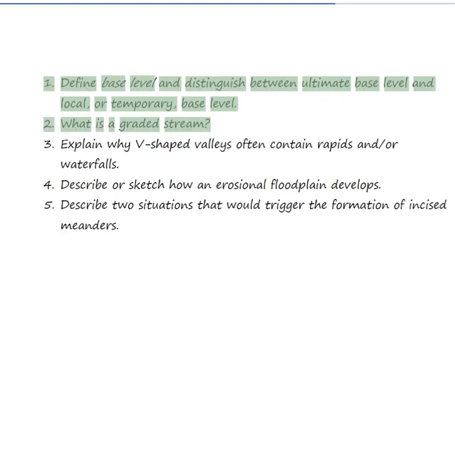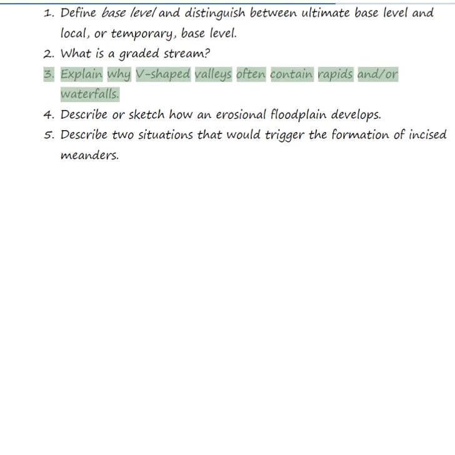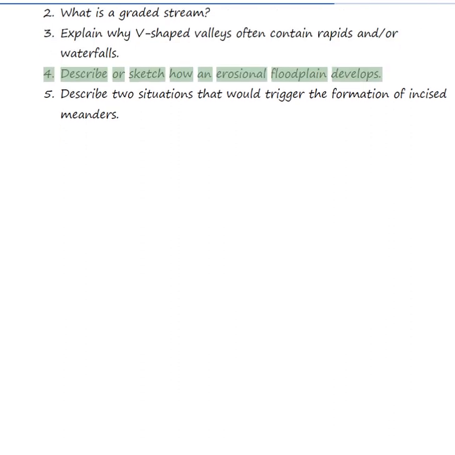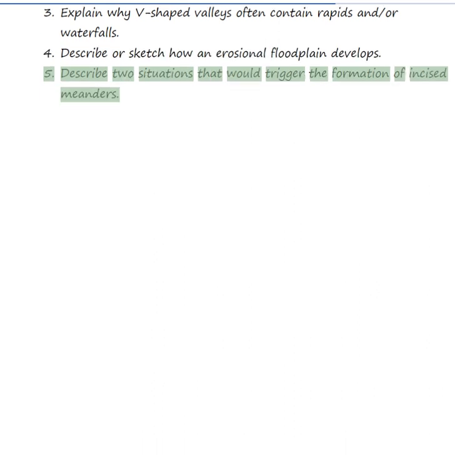1. Define base level and distinguish between ultimate base level and local, or temporary, base level. 2. What is a graded stream? 3. Explain why V-shaped valleys often contain rapids and/or waterfalls. 4. Describe or sketch how an erosional floodplain develops. 5. Describe 2 situations that would trigger the formation of incised meanders.